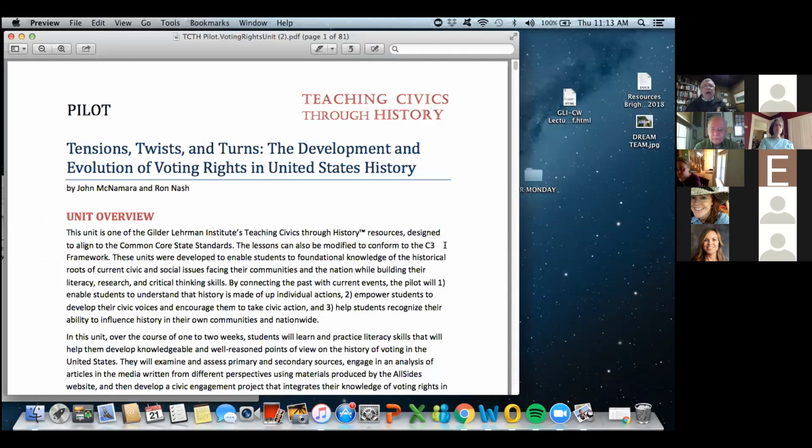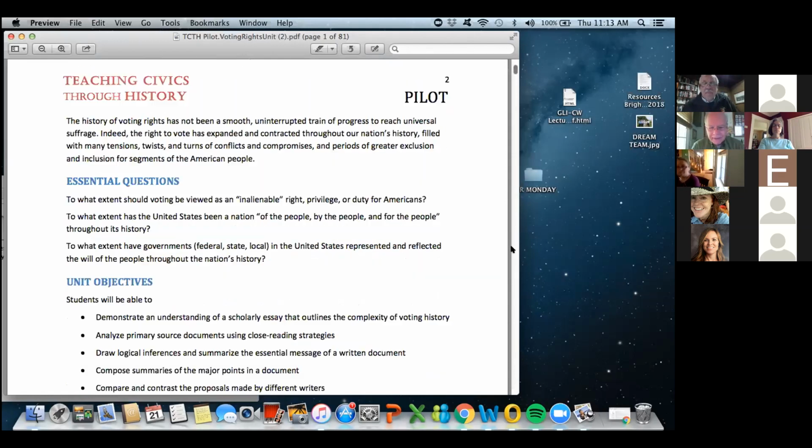So everybody, if you haven't had a chance to download it, this is what we're going to be talking about. The document itself, tensions, twists, and again, every one of our lessons that we develop has lots of components that make it user-friendly, and then you twist it into the ways that you want to use it in the classroom. So, John?